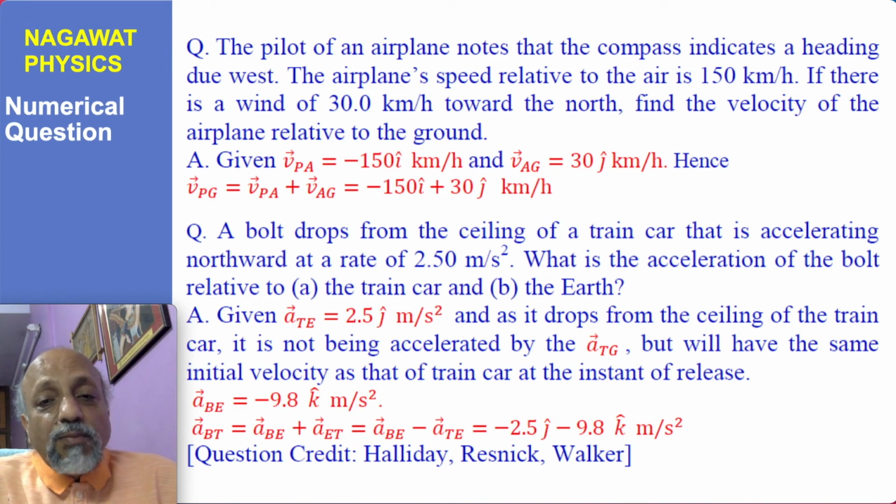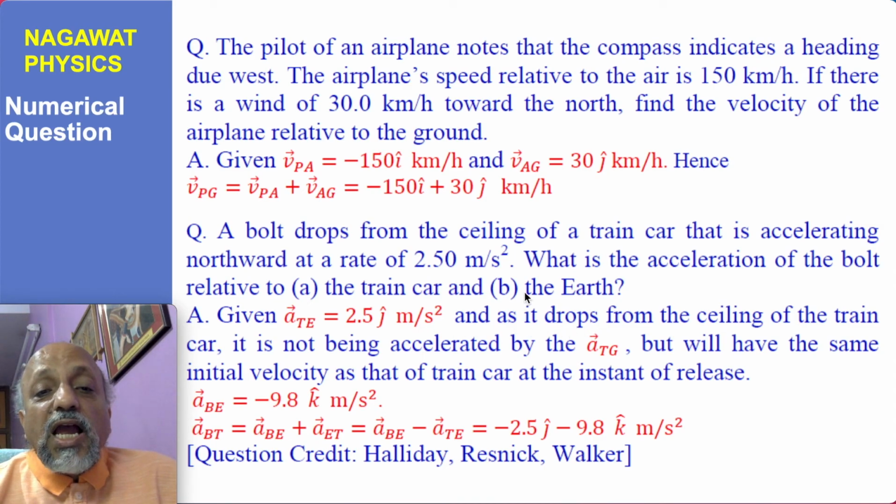So very simple question. Another question: a bolt drops from the ceiling of a train car that is accelerating northward at a rate of 2.50 meter per second squared. What is the acceleration of the bolt relative to the train car and to the earth? So now this is a general question of the Galilean transformation. It is given that the acceleration of train with respect to the earth is 2.5 j meter per second square, because northward.